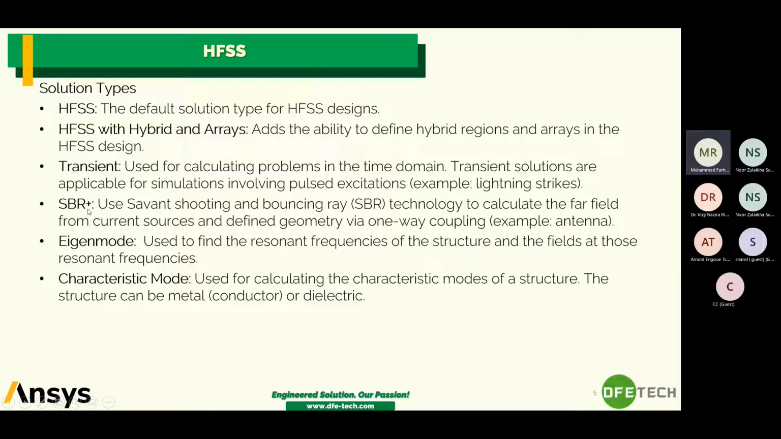And then we have SBR plus. It uses the Savant shooting and bouncing ray, SBR, technology to calculate the far field from the current source and defined geometry via one-way coupling. Example of uses is in antennas. And then we also have eigenmode, used to define the resonant frequencies of the structure and field at those resonant frequencies. It can be anything for high frequency. And also the characteristic mode, used for calculating characteristic modes of a structure. The structure can be metal, conductor, or dielectric.